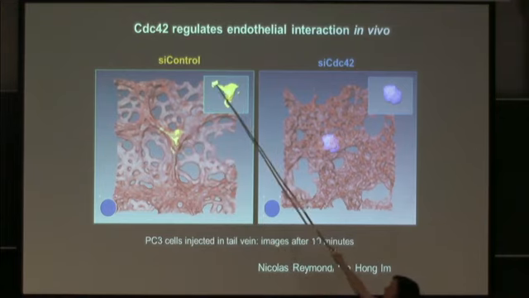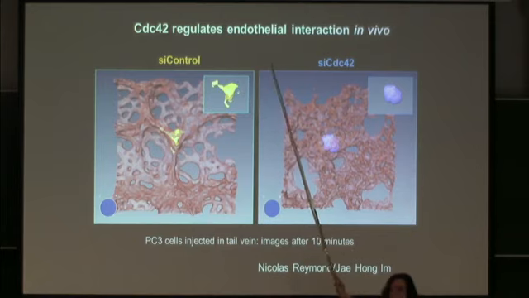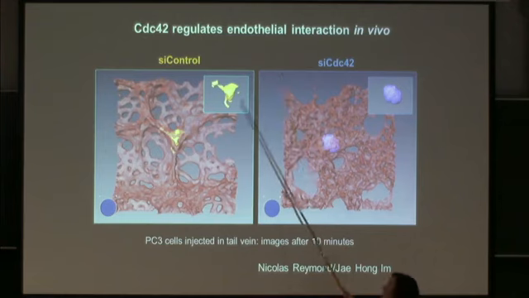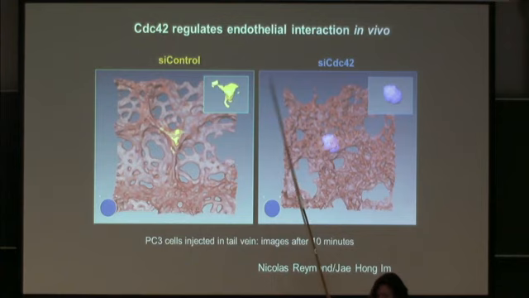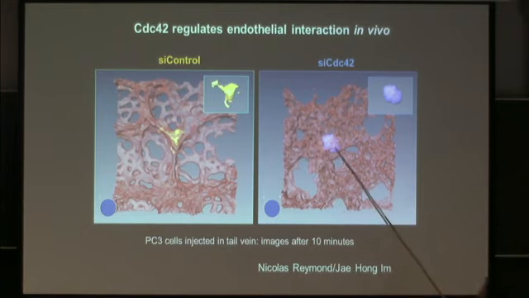So in this image, we've just removed the endothelial cells so you can see the shape of the cancer cell. So it's not a round ball, which it would have been when we injected it. It's extending protrusions on the blood vessels, which means it's interacting with it, it's recognizing receptors on the surface and interacting with the surface. But in this case, where we've reduced the levels of CDC42, the cell's still physically trapped, but it doesn't extend protrusions, so it stays as a round ball.